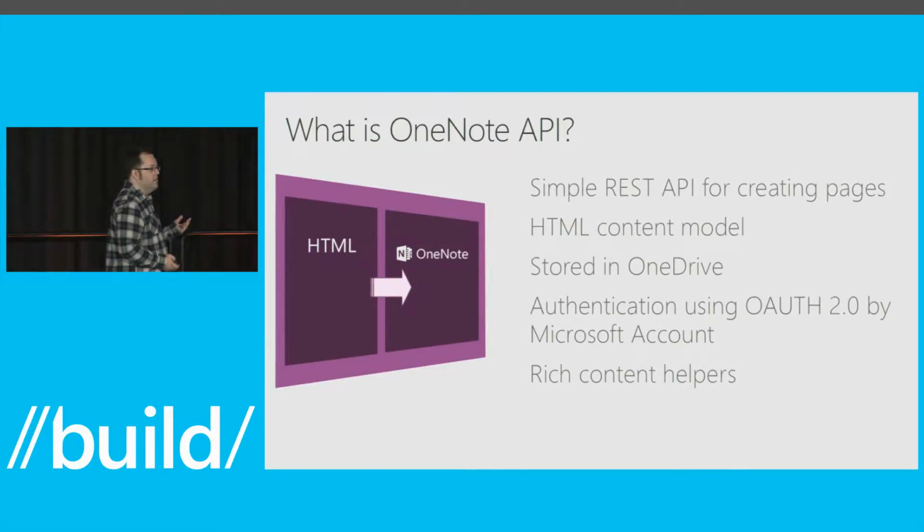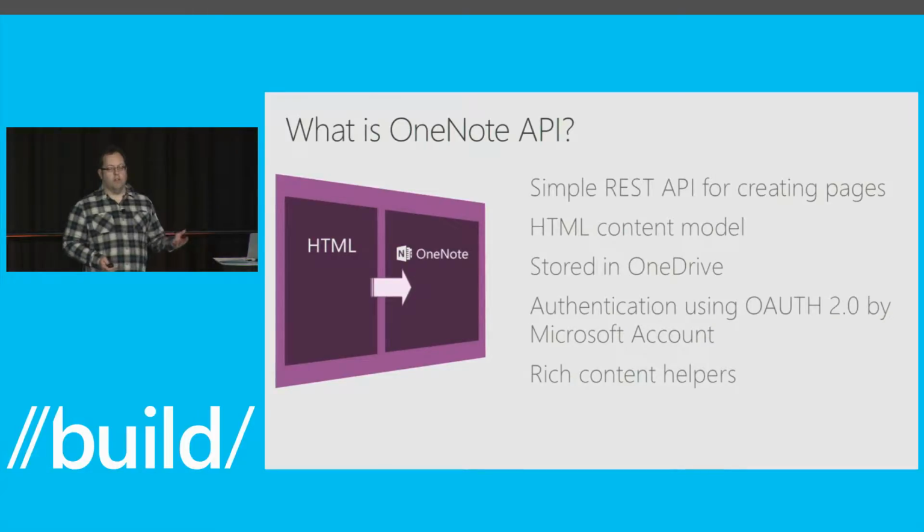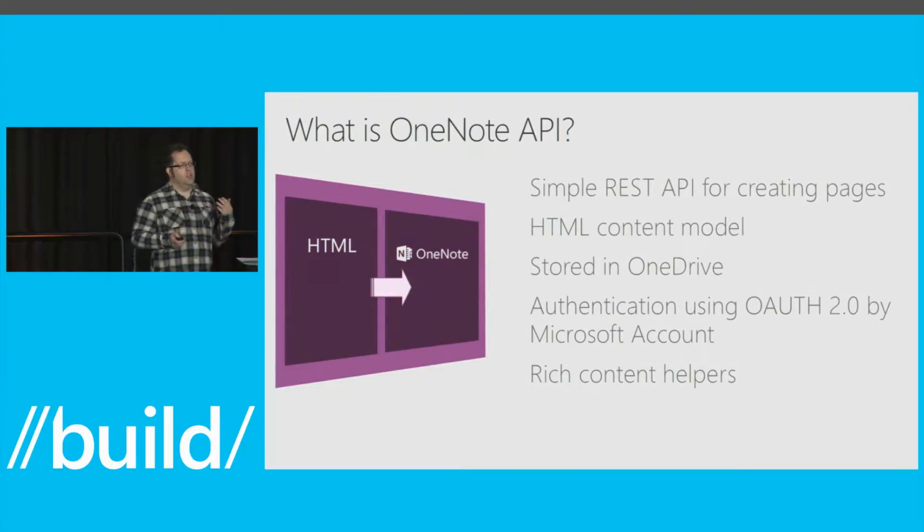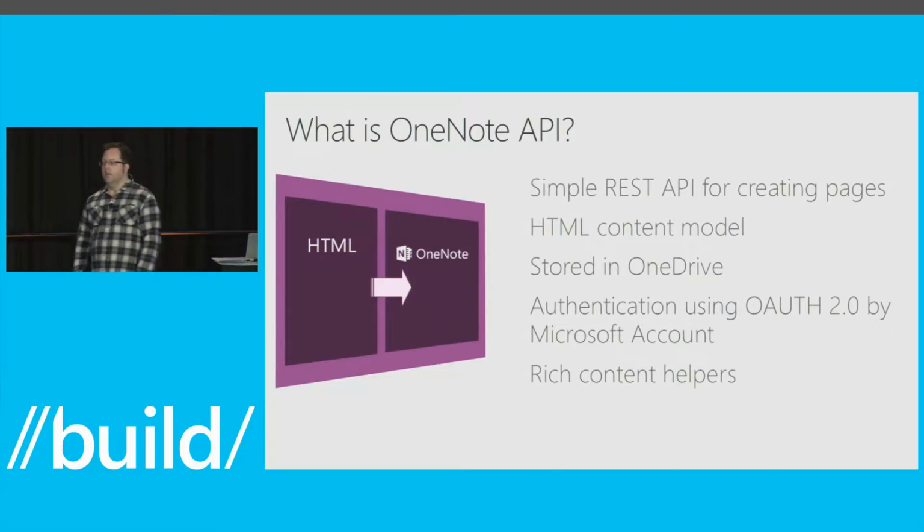Our authentication is completely standard OAuth 2 against Microsoft accounts. So all standard web technologies for everything. And we've got a set of content helpers. We want you to be able to get rich content into OneNote to make great experiences. And when I start my demo, you'll see what we mean by being able to put in powerful content very quickly with very little HTML.